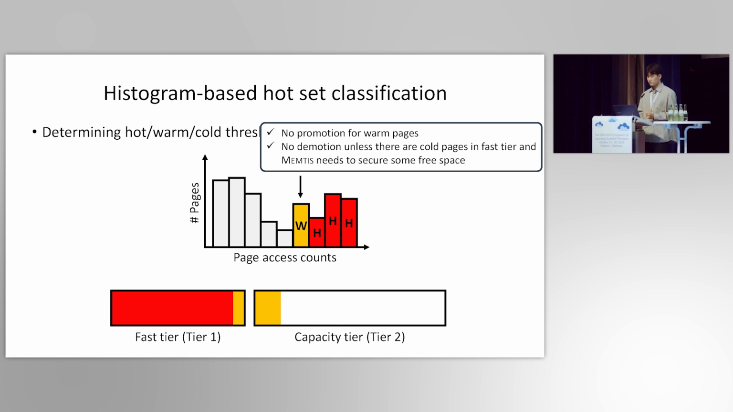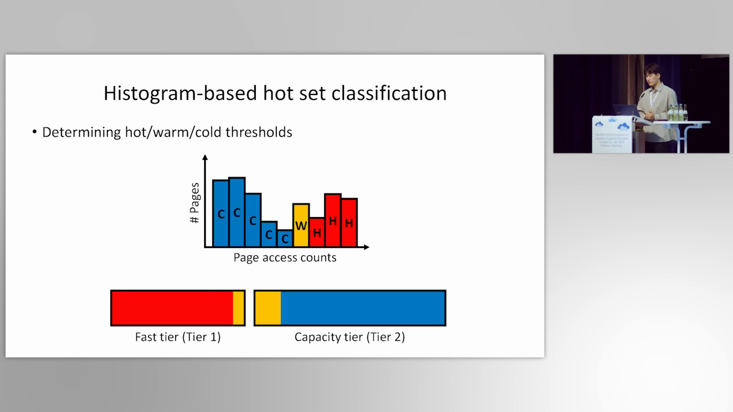So it's very efficient for systems. Finally, the remaining buckets are classified as cold, and all pages belonging to these classes are placed in the capacity tier.